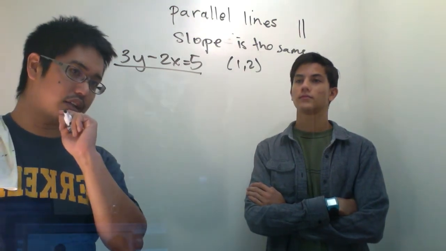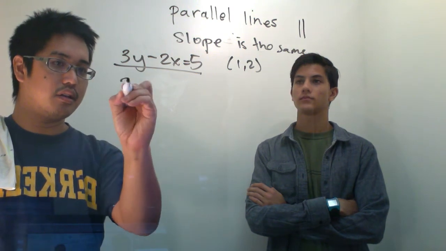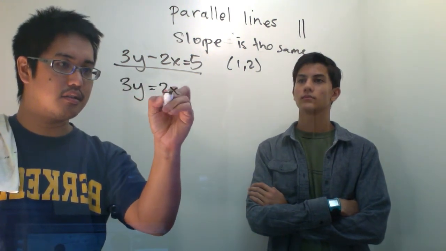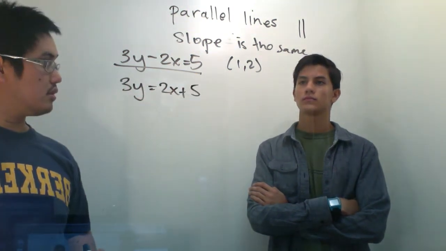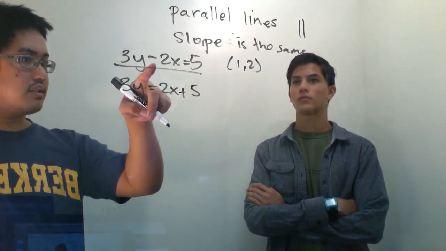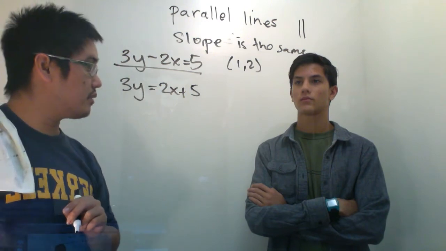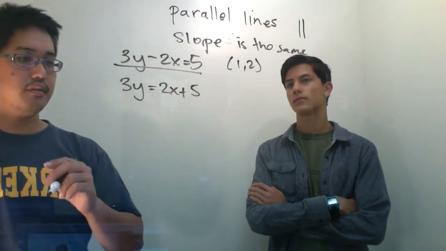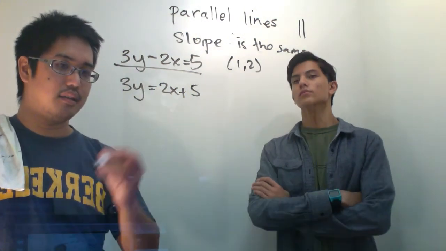Telling the slope of this line straight from here is a little bit harder. Can I just do this? Did you see what I did? I'm allowed to do that. All I did was take the -2 and put it over to that side, made it +2, or -2x.